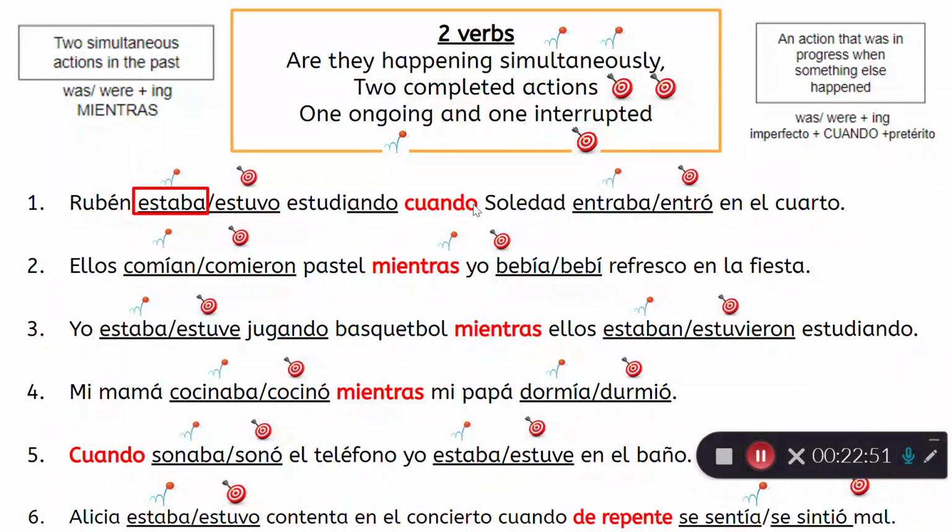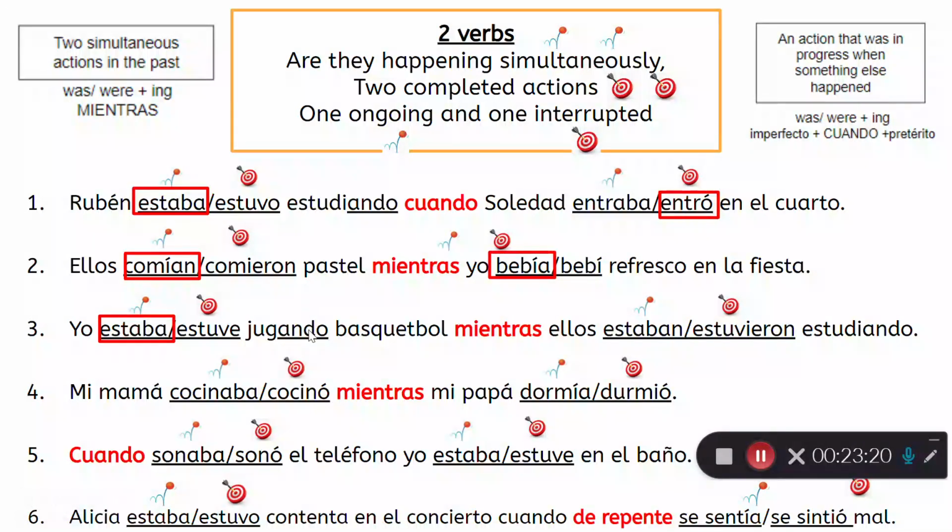Cuando, when. Soledad entró. Here's the interrupted action. When Soledad crashed in, right? She's going to crash in with the preterite action. She entered the room. Ellos comían pastel. They were eating cake mientras, while, yo bebía refresco. Two simultaneous actions floating along right beside each other.